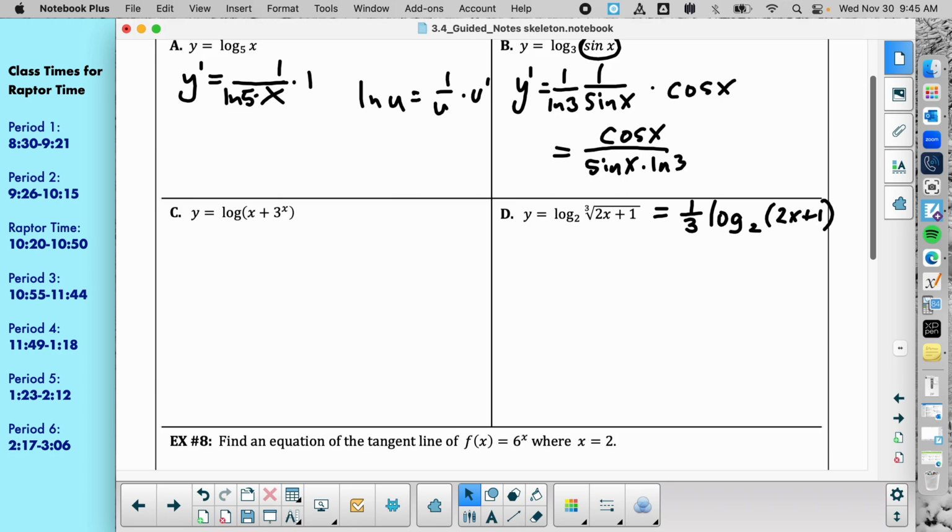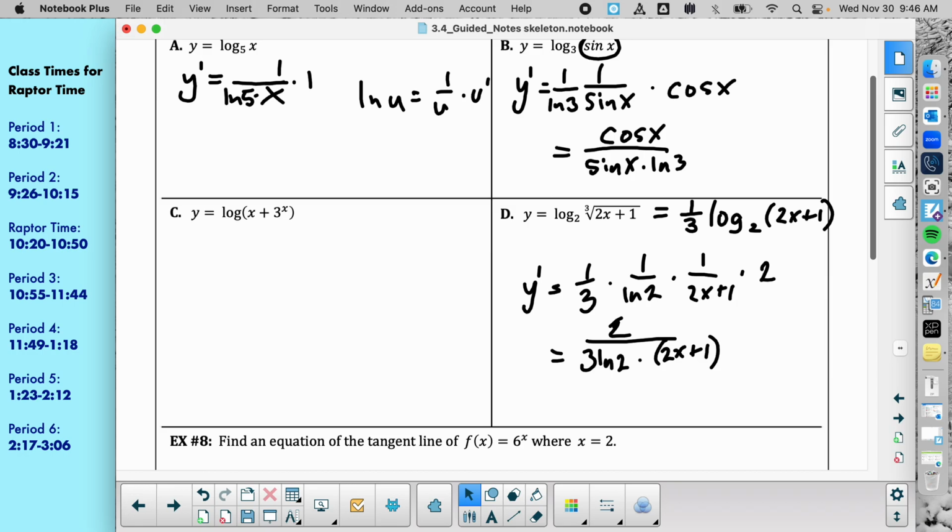So if we leave it as cube root, it'll certainly work. What's more annoying about that is your derivative of the cube root is a lot more work than taking the cube root up front as a multiplier. Doing the derivative from here is definitely gonna be easier. Okay, so how do we do that derivative now? So y prime equals 1 over ln of 2 times 1 over 2x plus 1 times 2. Yeah, yep, that's good. So, it's kind of ugly. So we've got 2 on top, on the bottom we've got 3 ln 2 times 2x plus 1.